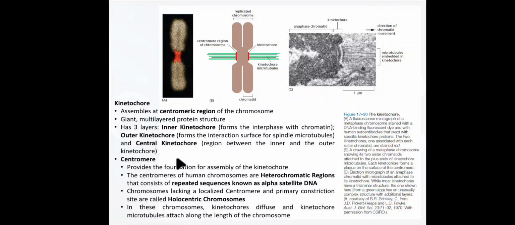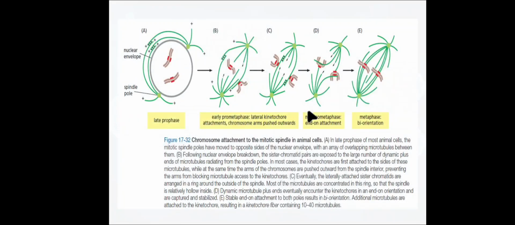What is the centromere now? It provides the foundation for assembly of the kinetochore. The centromeres of human chromosomes are heterochromatic regions that consist of repeated sequences known as alpha satellite DNA. Chromosomes lacking a localized centromere and primary constriction site are called holocentric chromosomes. In these chromosomes, kinetochores are diffuse and kinetochore microtubules attach along the length of the chromosome.